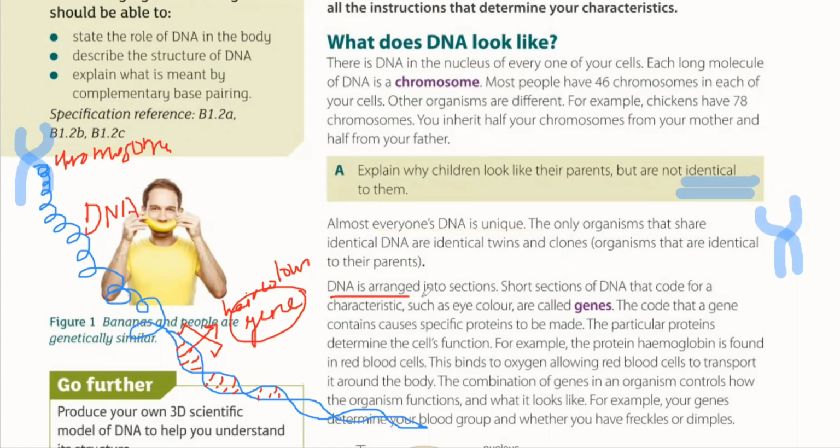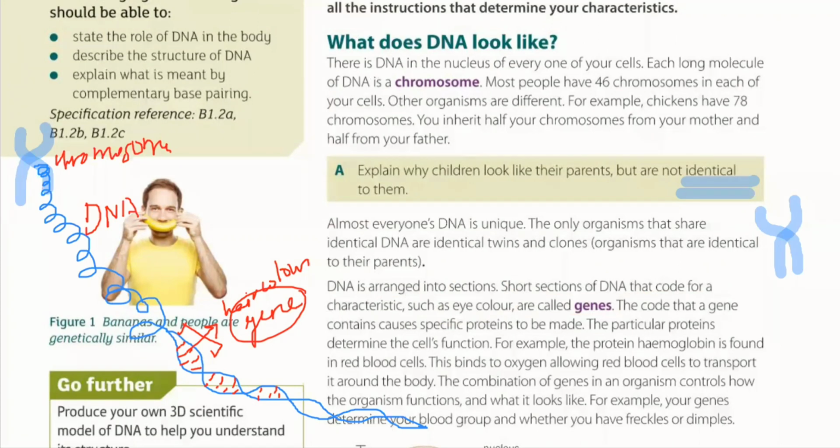So DNA is arranged into sections. That's what your book is saying, that this DNA is arranged into sections like this. And short sections of DNA that code for a characteristic, such as your eye color, are called a gene. I hope this particular thing is clear to you. Now, we will be moving further to the next one.